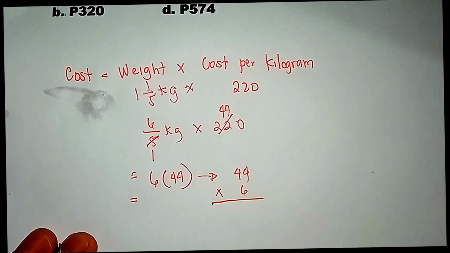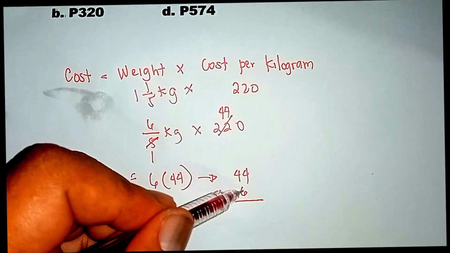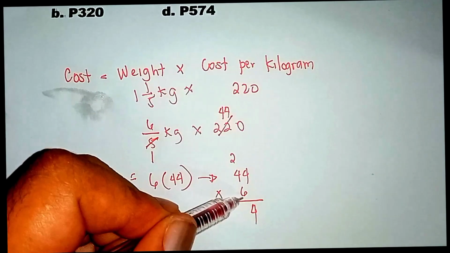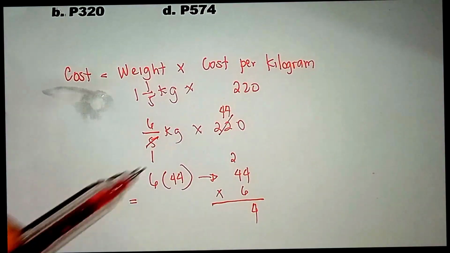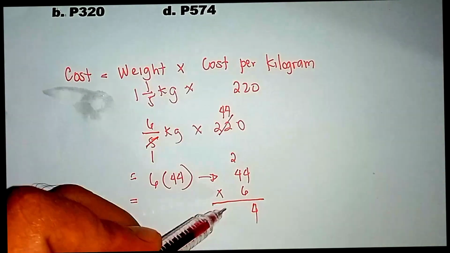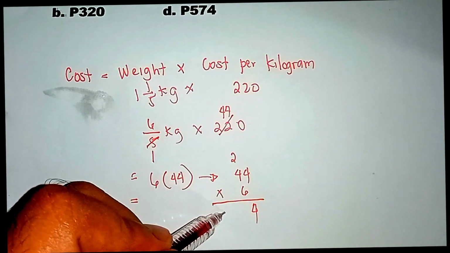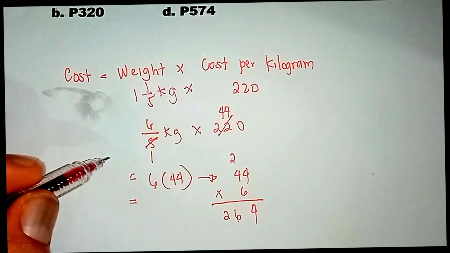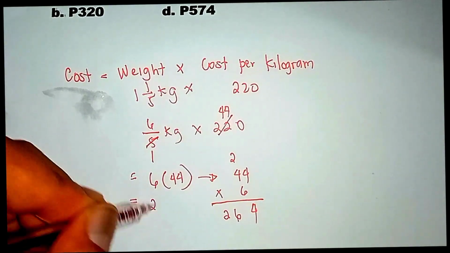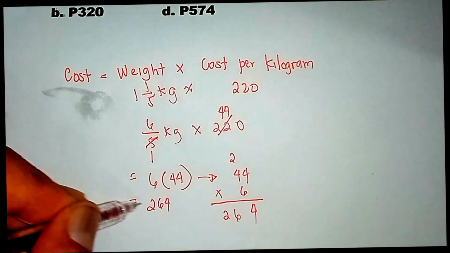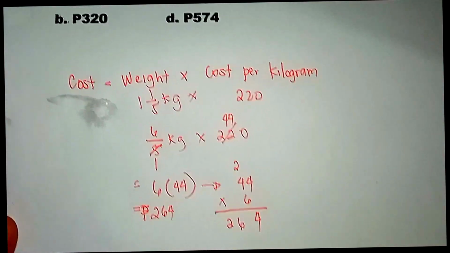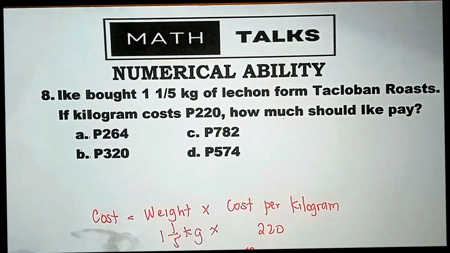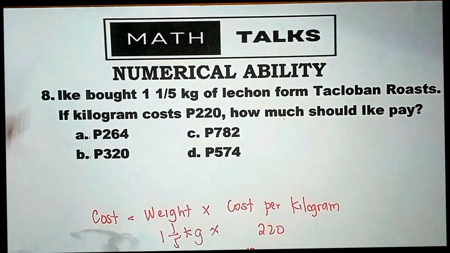Okay, 44 times 6. So, 4 times 6, we have 24, so 4 and then carry 2. 6 times 4, we have 24 plus 2. So, we have 264. So, ang final answer po natin dito is 264 pesos. Okay? So, based sa given choices, ang sagot po natin ay letter A po.